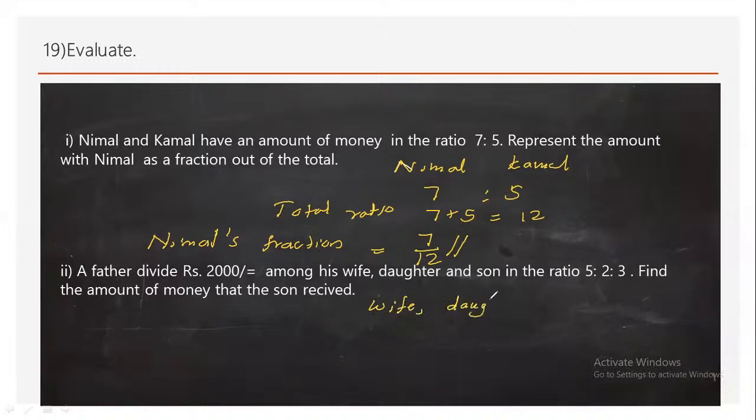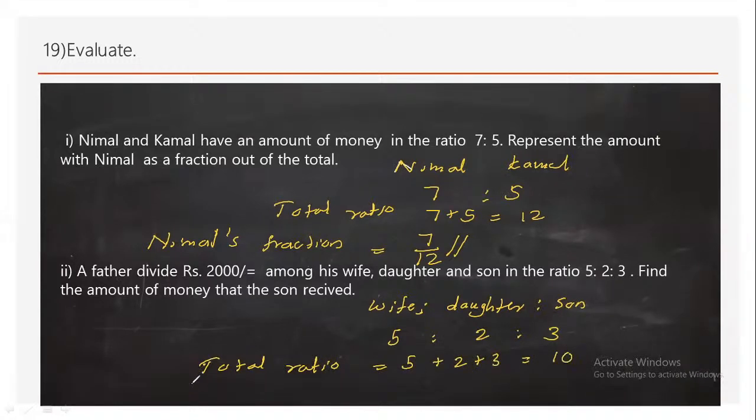A father divides 2,000 among his wife, daughter, son, in the ratio 5 to 2 to 3. Find the amount of money that the son received. The total amount is 2,000. Then the son's fraction, the total ratio: 5 plus 2 plus 3. 5 and 2, 7 and 3, 10. Then the son's part. Amount the son received.